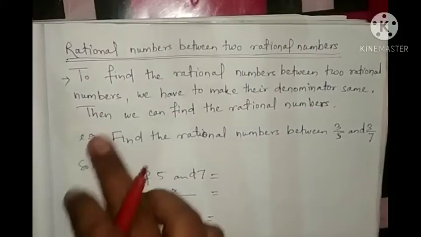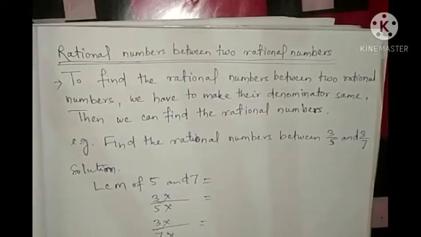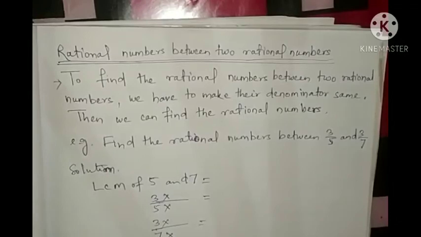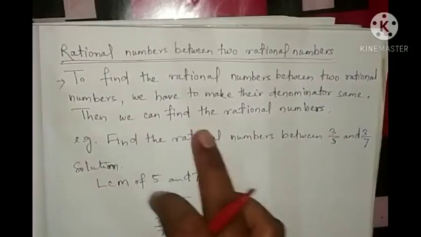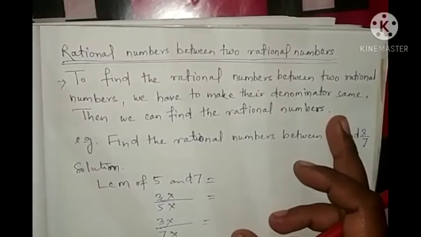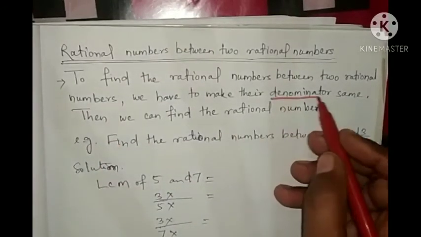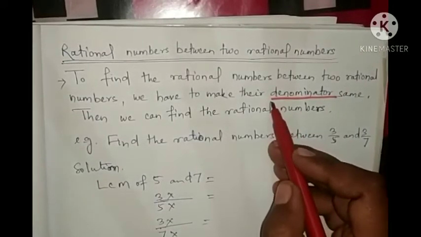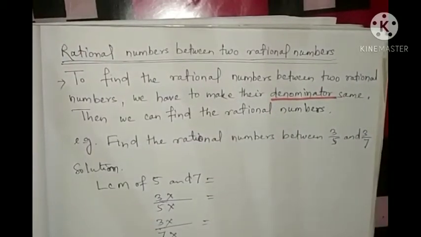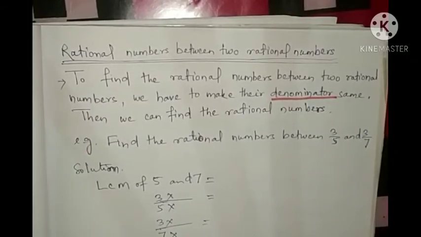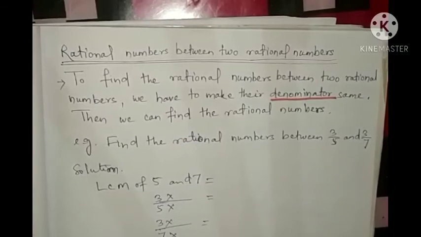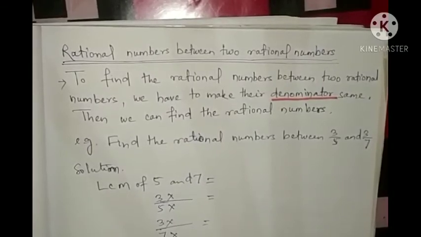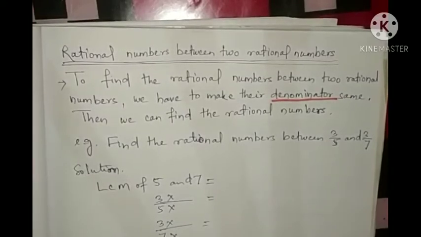Next is rational numbers between two rational numbers. To find rational numbers between two rational numbers, we have to make their denominators the same. How will we make the denominators the same? By finding the LCM. Always remember, whenever you have to make the denominators the same for rational numbers or any fractions, you find the LCM. And when you have to find the reduced form or standard form, you find the HCF.